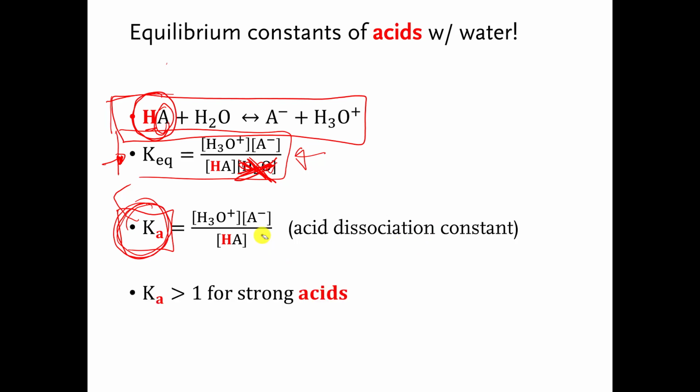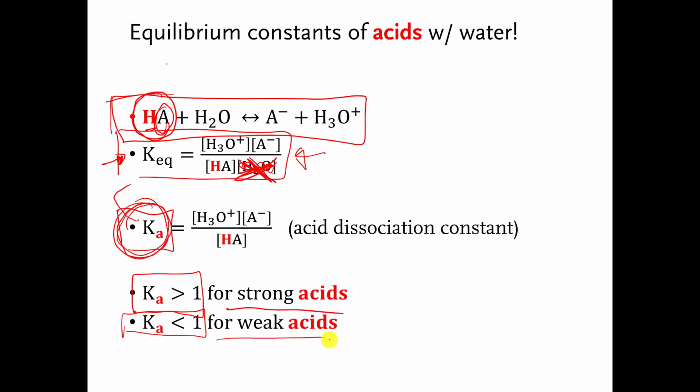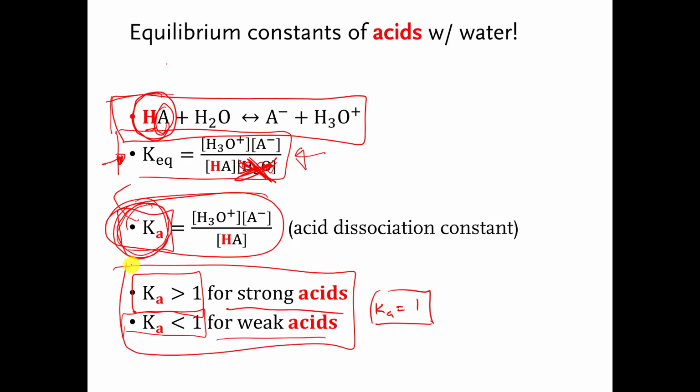And there is a general rule of thumb that if you have an acid and the Ka is bigger than 1, then you say that you have a strong acid. If the Ka of your acid is less than 1, then you say you have a weak acid. I'm not sure what you say if the Ka is equal to 1, but that's probably a pretty rare event, so we're not really going to talk about it. You should know what Ka is, how to calculate it, and how to interpret whether you have a strong or weak acid.